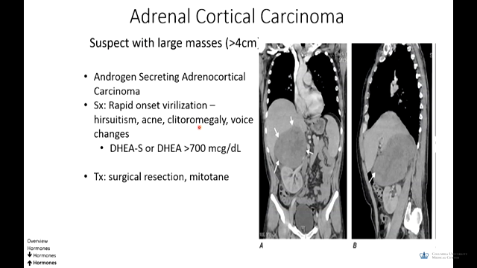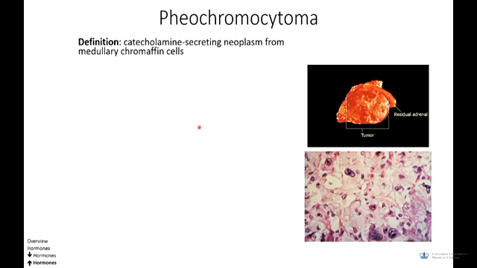Adrenal cortical carcinoma, I'm going to go over this briefly because I know someone else already went over it. Again, look for large masses. If they're secreting androgens, if someone has rapid onset virilization, then you can check if the DHEAS is really high. DHEAS is going to be the more stable of the two. S doesn't stand for stable, but you can think of it that way. If it's over 700, then you take that thing out, and then they're fine.